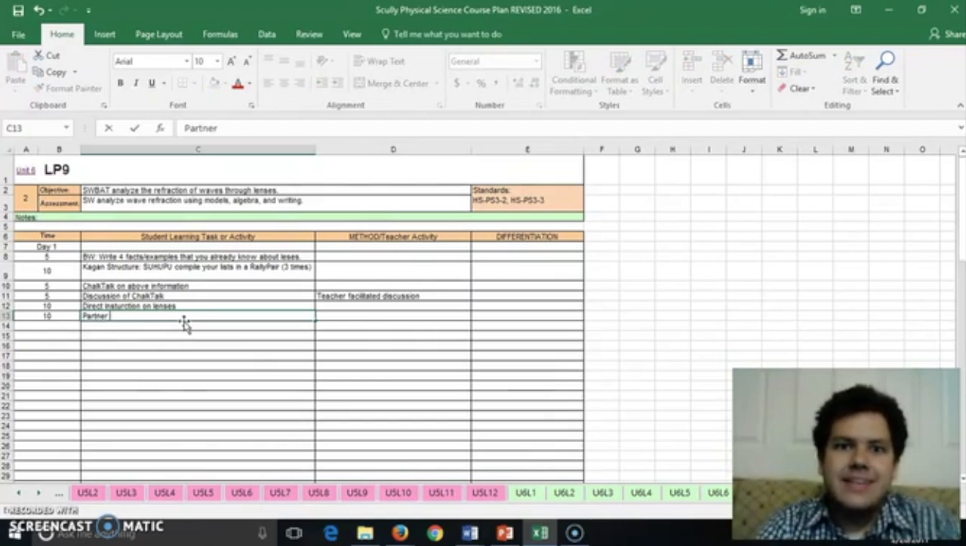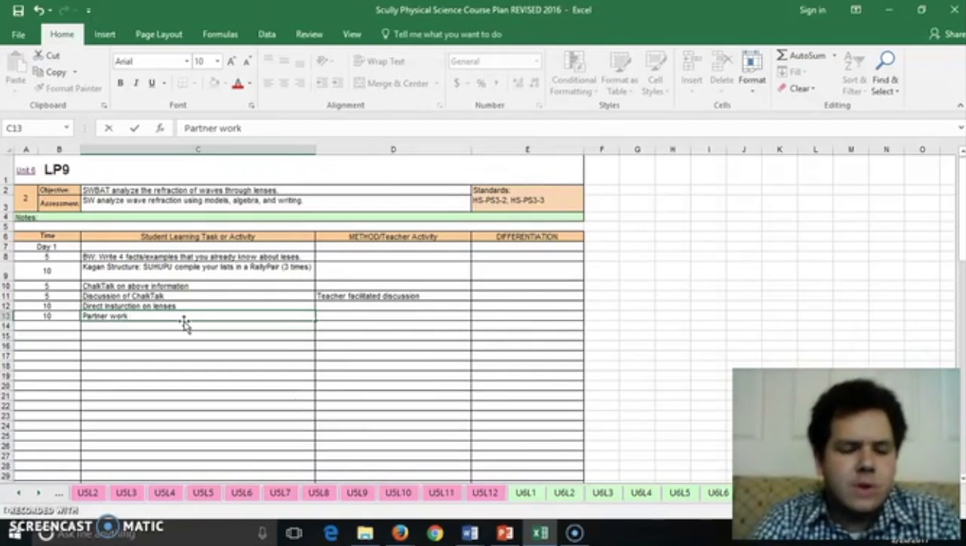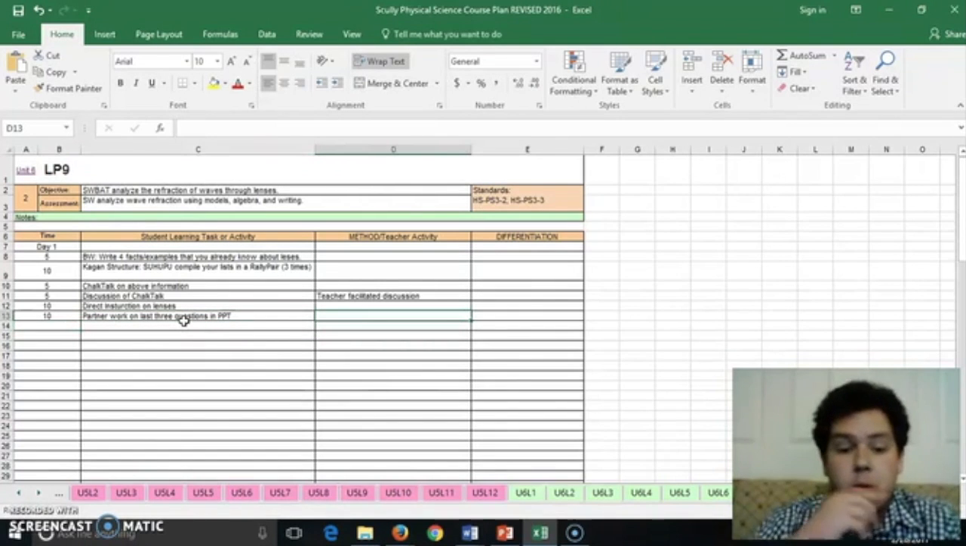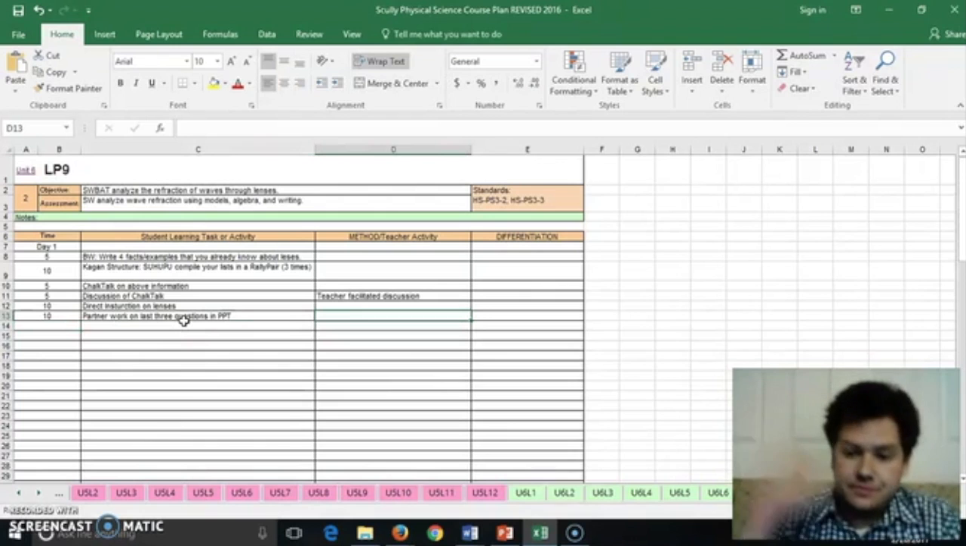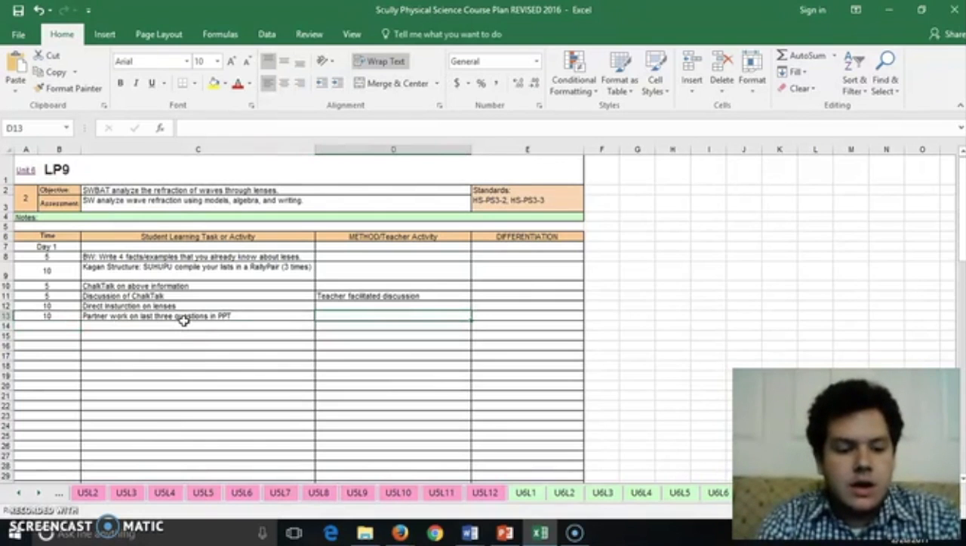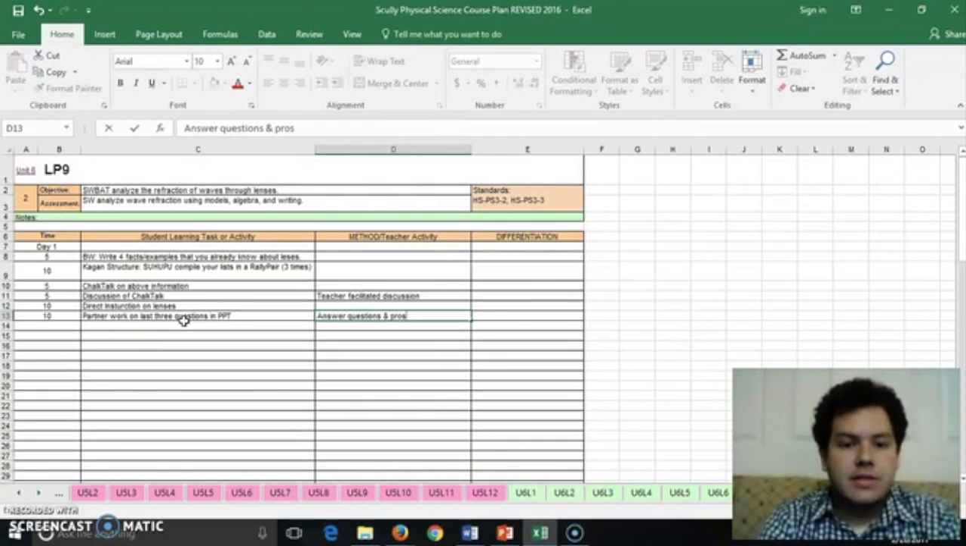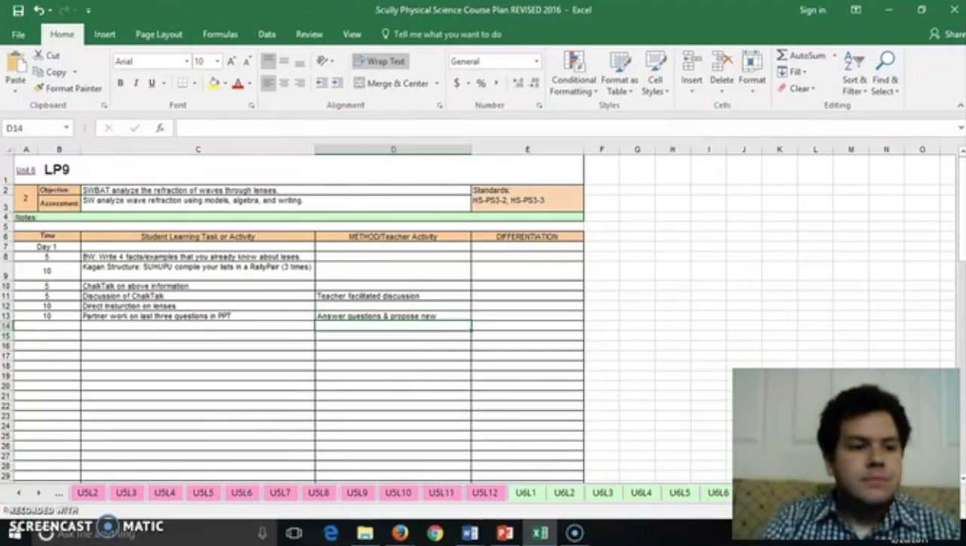You may always have to adjust, so stay on your toes there. So partner work on the last 3 questions in PowerPoint. When they're doing partner work, I will, of course, be going around the room and answering any questions and proposing new questions that they have not thought of. So propose new questions, especially for the people at the higher end.